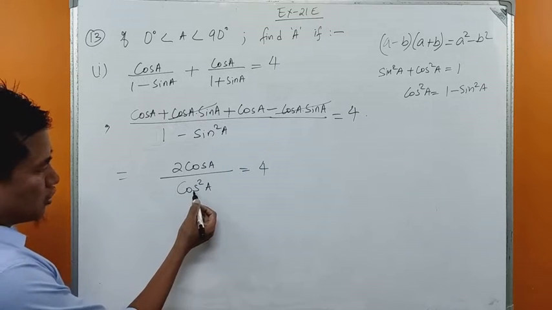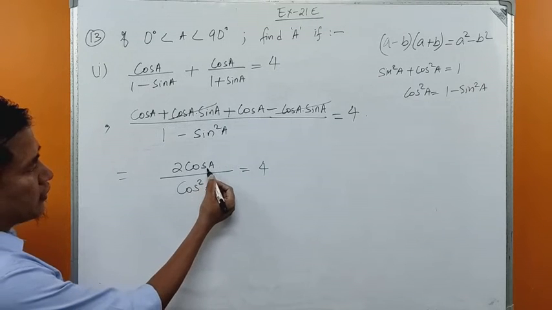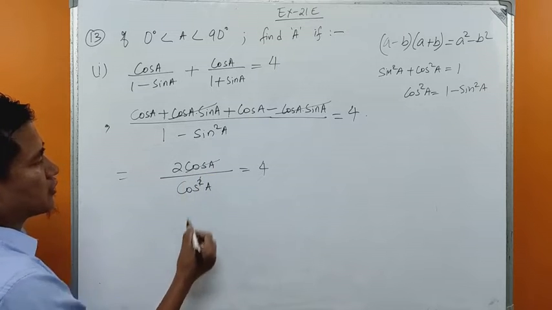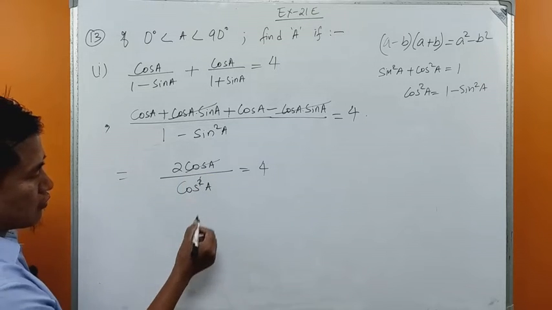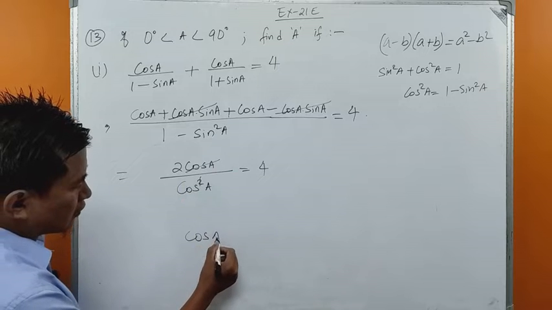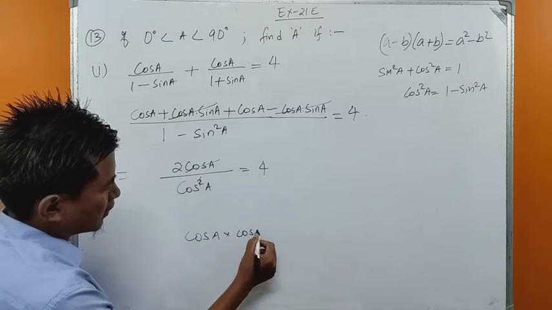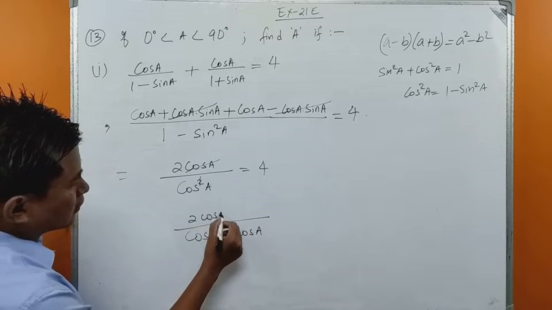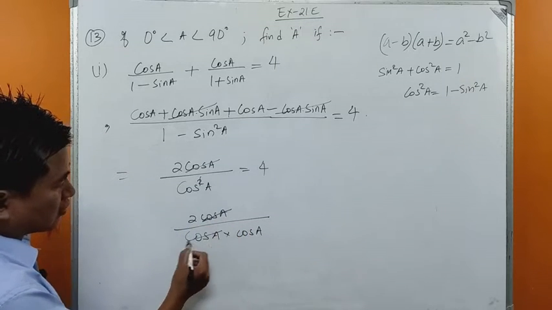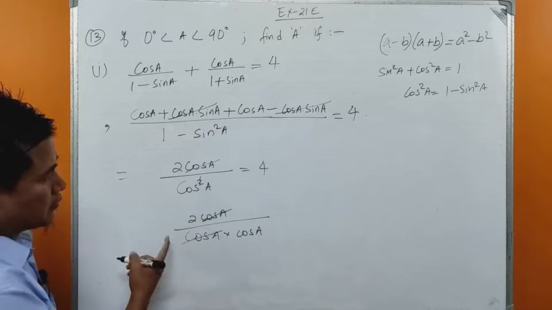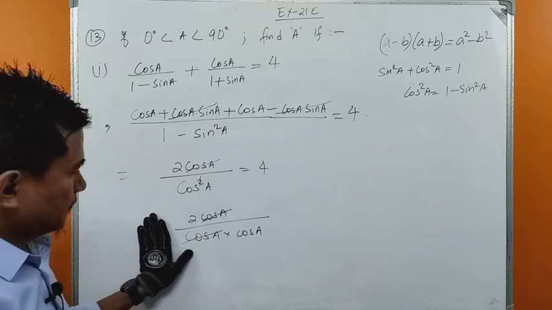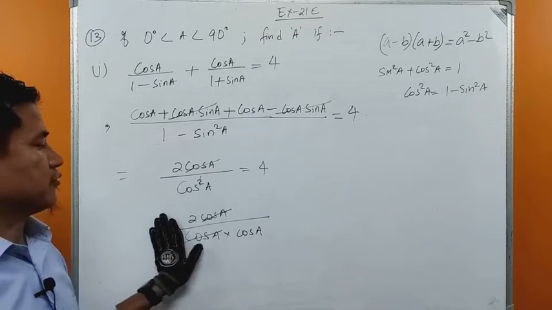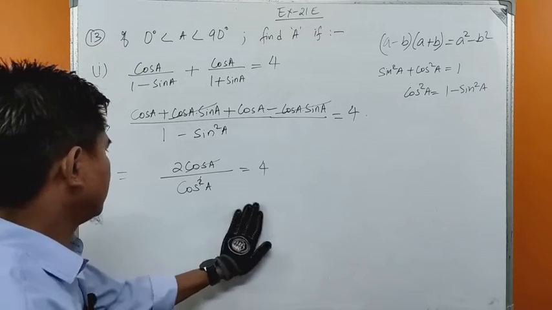Now we have cos square A in the denominator and cos A in the numerator. So let's cancel one cos A from here. Cos square A means cos A into cos A. In the numerator we have 2 cos A, isn't it? So this cos A and this cos A can be cancelled. So 2 upon cos A remains.